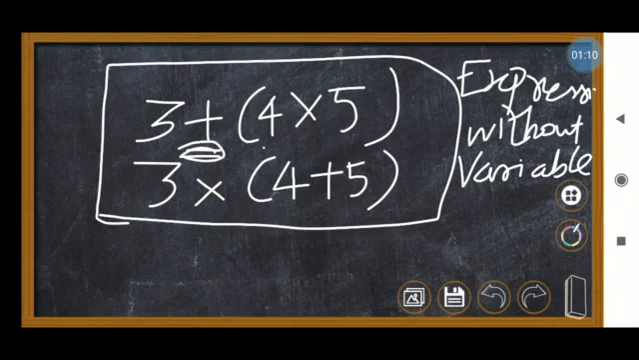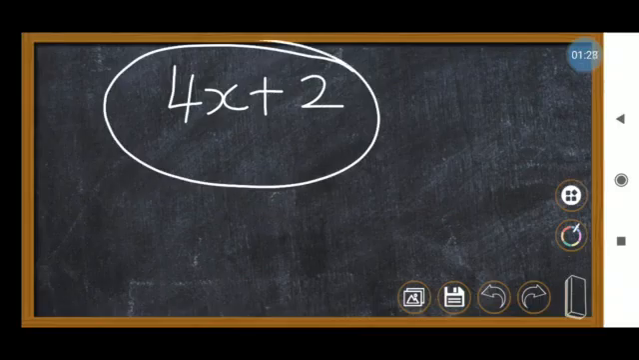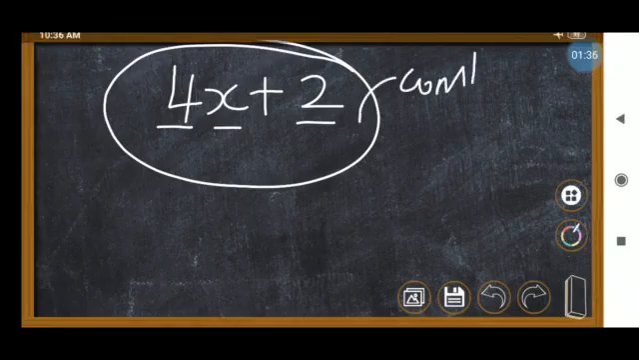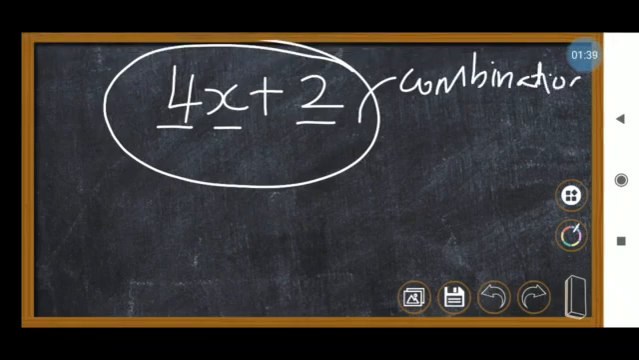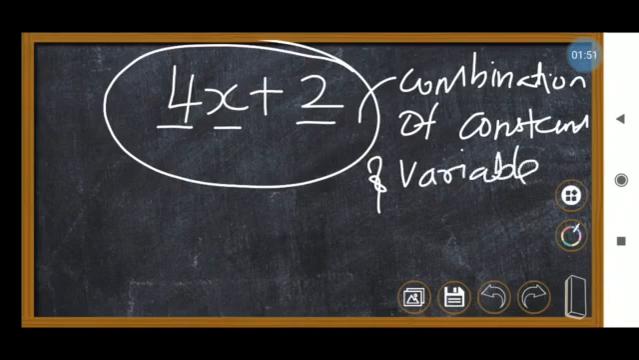And what about an expression with variable, sir, how can we denote it? For example, here I will write 4x plus 2. If you see that expression, a constant is present, a variable is present, and a constant is present. It's a combination of constant and variable. So this is called an expression with variable.